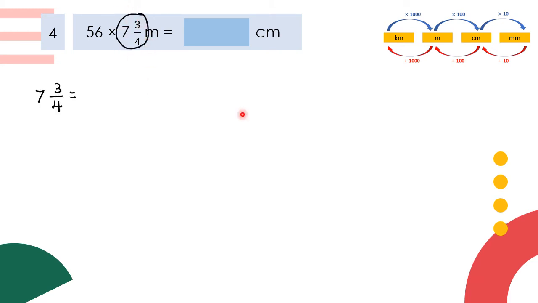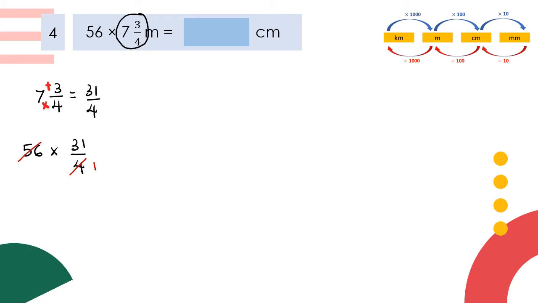How do we convert the mixed number into an improper fraction? We need to times and plus. 4 times 7 equal to 28. 28 plus 3 equal to 31. So you got 31 over 4. Now we can solve 56 times 31 over 4. Now we can do a cancellation. 4 divided by 4 equal to 1.